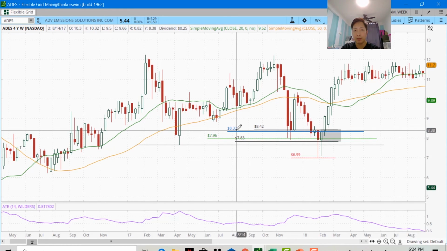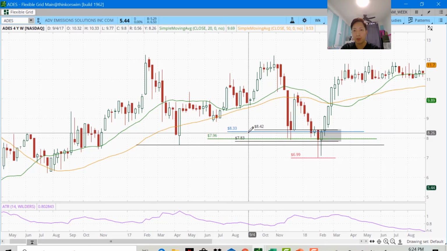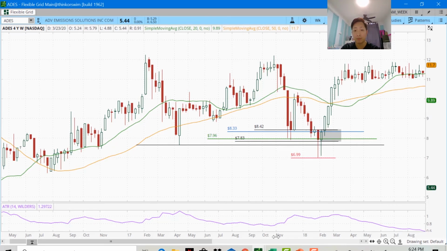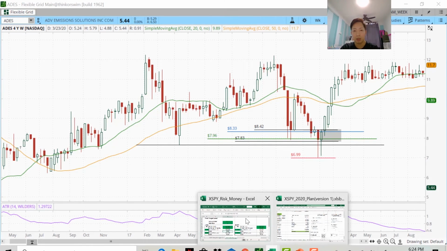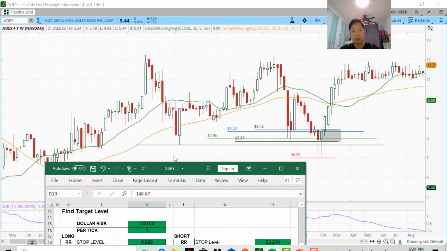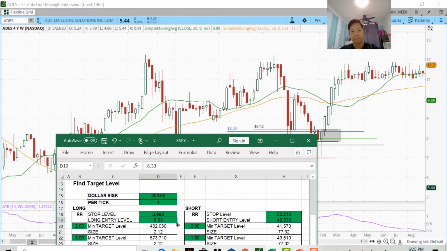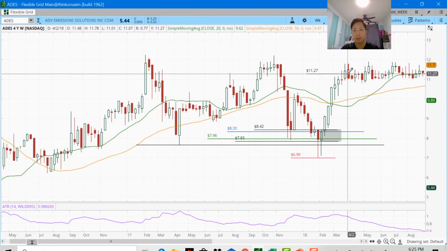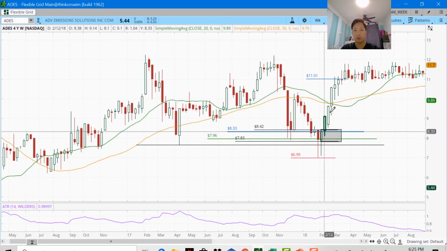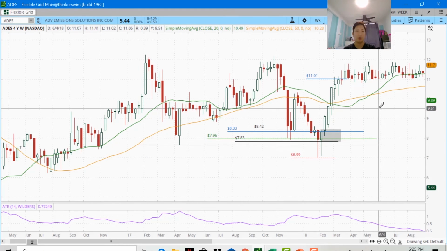If you enter at the blue line, and your stop loss is at $6.99, how much do you think the price must go before it hits your target? Let's say your stop loss is at $6.99, your long entry at $8.33. So you need the price to go to $11.01 to hit your target of 1:2. Understand? This is how you structure your trade based on the sweet spot entry zone.